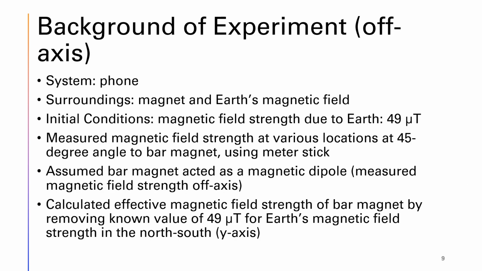For my off-axis experiment, I had the same system, surroundings, and initial conditions, and I measured the magnetic field strength at various locations at 45-degree angles to the bar magnet using the meter stick. I assumed the bar magnet acted as a magnetic dipole again, and I measured the magnetic field strength off-axis instead of on-axis. I calculated the effective magnetic field strength of the bar magnet by removing the known value of 49 microteslas for Earth's magnetic field strength in the north-south axis.